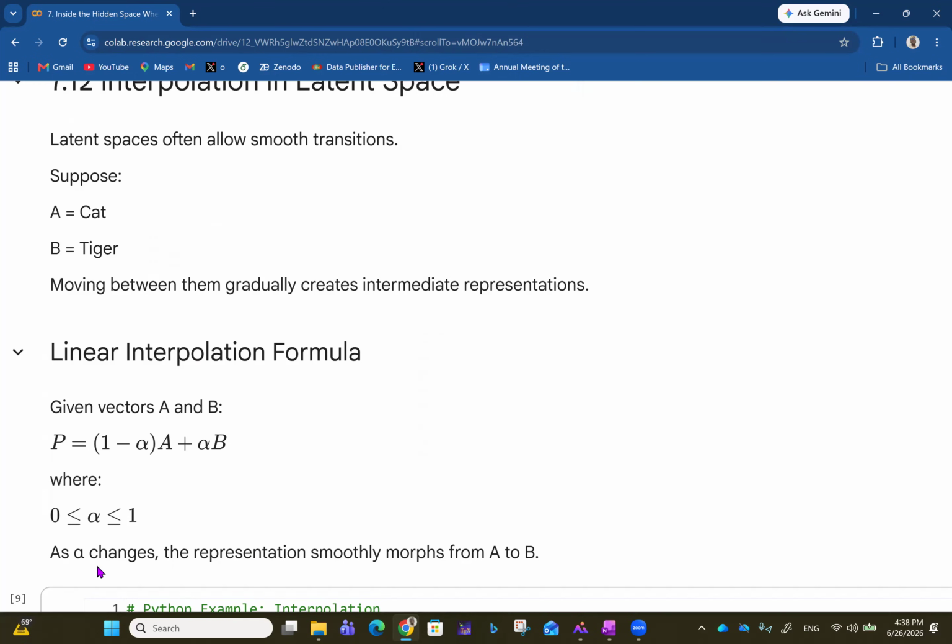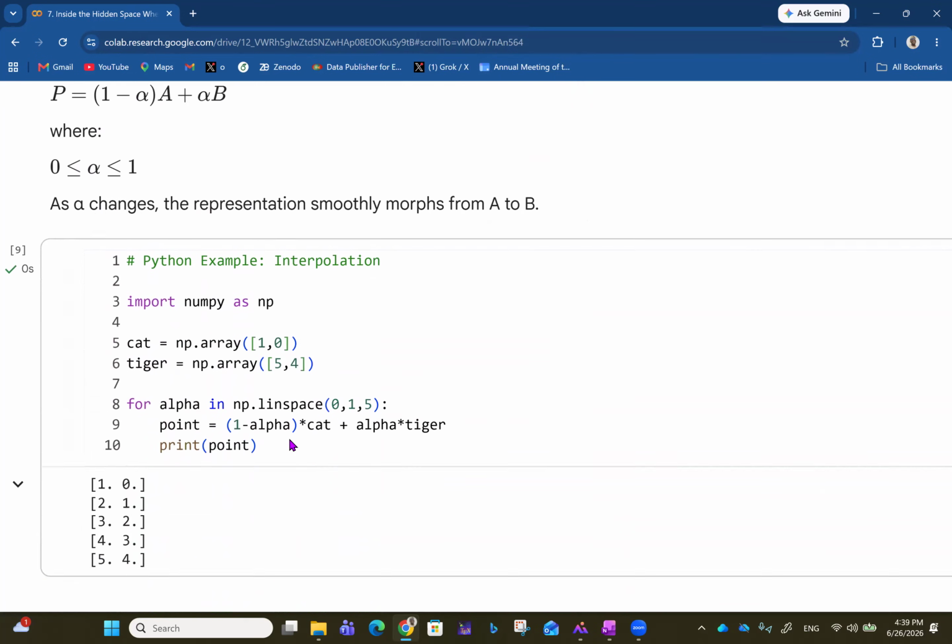As you keep changing alpha, for instance, when alpha is 0, you just have A, and B is gone. Then when alpha is 1, A is gone, and you have only B left. So to transition from cat to tiger, alpha has to take values from 0 to 1. As alpha changes from 0 to 1, you have slow transitions from cat all the way to tiger. As alpha changes, the representation smoothly morphs from A to B.